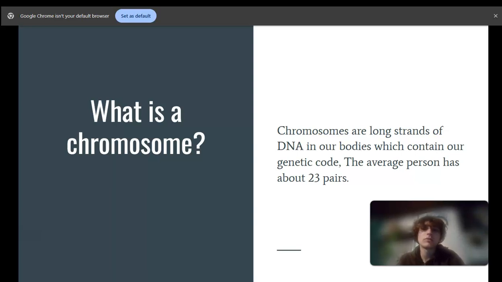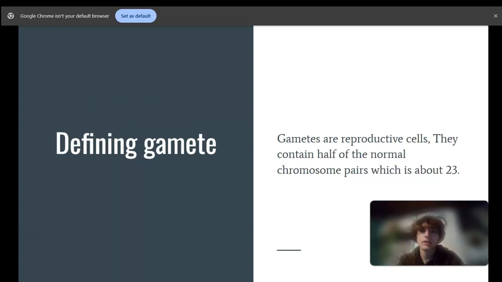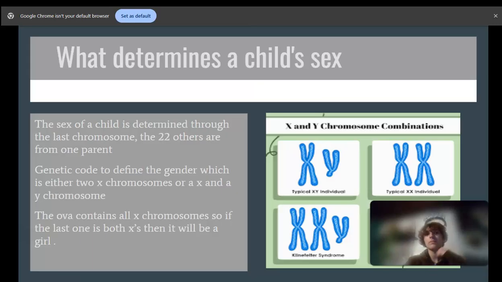What is a chromosome? Chromosomes are long strands of genetic code. The average person has about 23 pairs. Defining gamete. Gametes are reproductive cells. They contain half of the normal chromosome pairs, which is about 23.